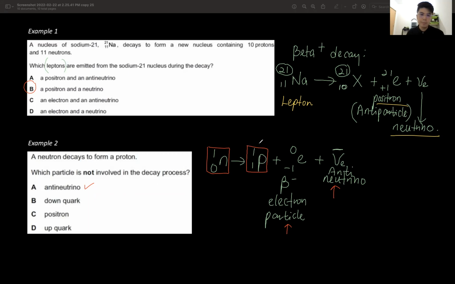So proton is made of UUD, right? UUD. So you have up quark, you got down quark are involved. So down quark is involved, up quark is also involved. So answer is C. Positron is not involved.